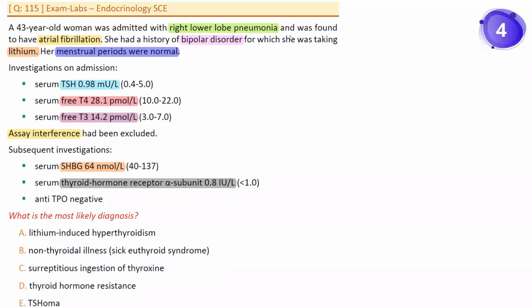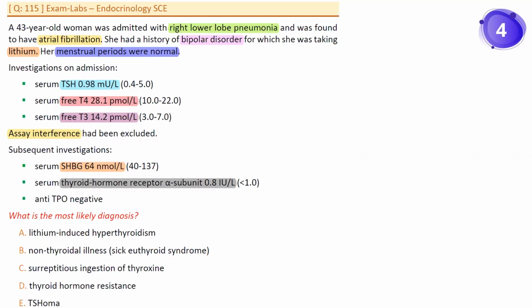Another important question about a 43-year-old woman who was admitted with right lower lobe pneumonia. Once you see lower lobe pneumonia, you must put in your mind non-thyroidal illness syndrome. This is one. Another one, drugs that can interfere with thyroid function test. This is very important. She was found to have AF. With AF, put in your mind amiodarone and the effect of amiodarone on thyroid function test.